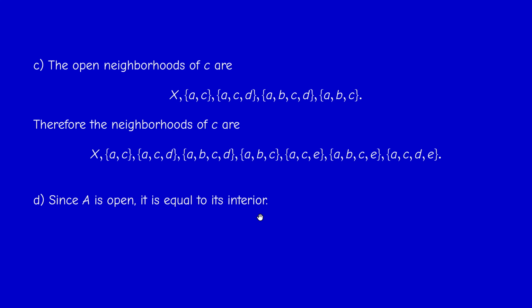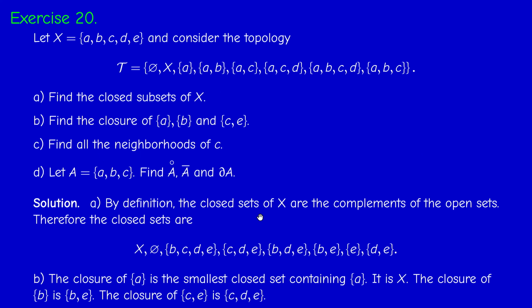Now, what is the closure of A? I have to go back to the collection of closed sets. What are the elements in this list that contain ABC? Only X, actually. So the closure of ABC, or of capital A, is X. This is not a surprise, because ABC contains the singleton A, and A is dense. If the closure of A is X, then the closure of the bigger set is also X. So any set containing a dense set is itself dense.